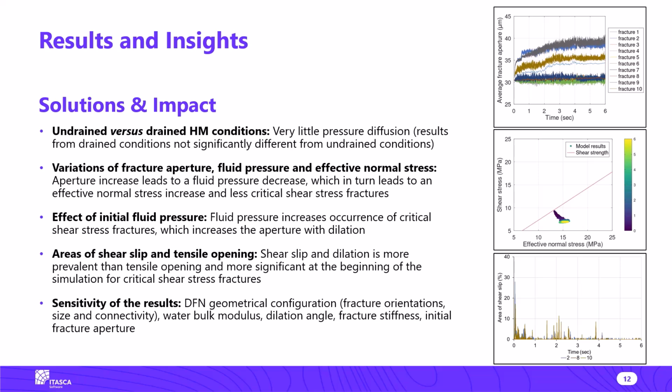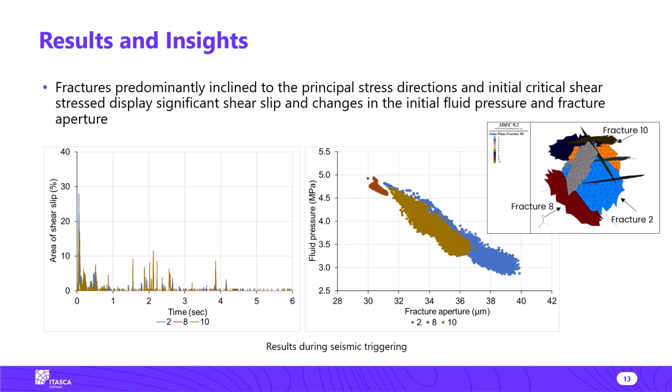Results were found to be quite sensitive to DFN geometry, water bulk models, dilation angle, fracture stiffness, and initial fracture aperture. Changes in the fluid pressure are directly correlated with areas with new shear slip. Fractures 2 and 10 are initially critically stressed, so shear stress is near the shear strength. And these fractures are dipping 30 degrees relative to the horizontal plane. So these fractures are easily triggered by the seismic events at the beginning of the dynamic analysis, which results in a decay in the fluid pressure, as you can see in the right figure.